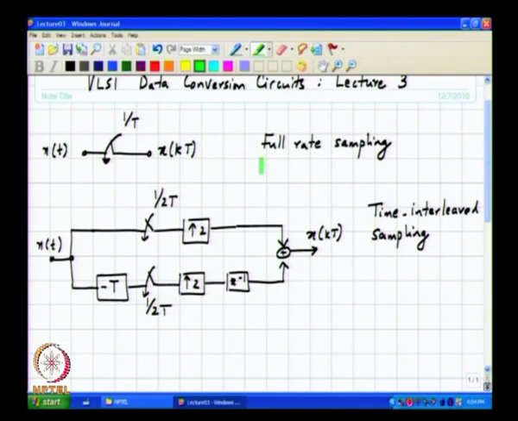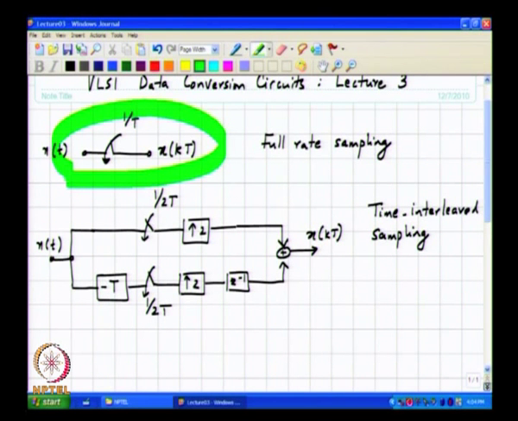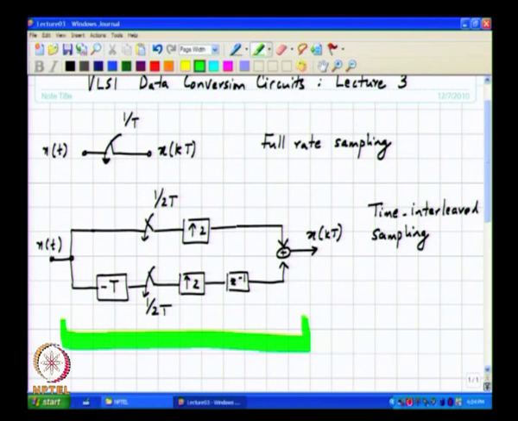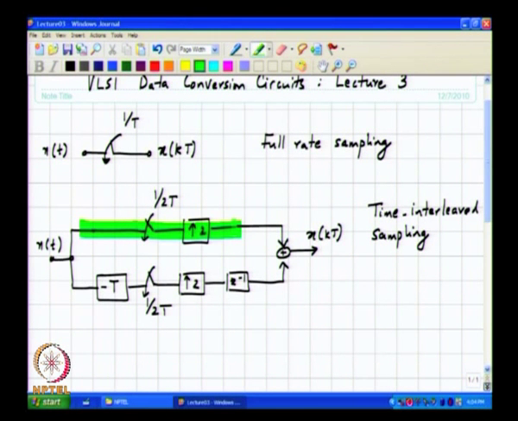You understand? And so, as shown here, this is the equivalent of the full rate sample and hold, right? And this shown below is a mathematical equivalent of time interleaved sampling. Please note the words mathematically equivalent. Physically, it will not be implemented like this. What makes more sense to implement in practice is that the top sample and hold channel will be sampling at all even multiples of the sampling clock period, and the bottom channel will be sampling at all odd multiples of the sampling period, which is T.